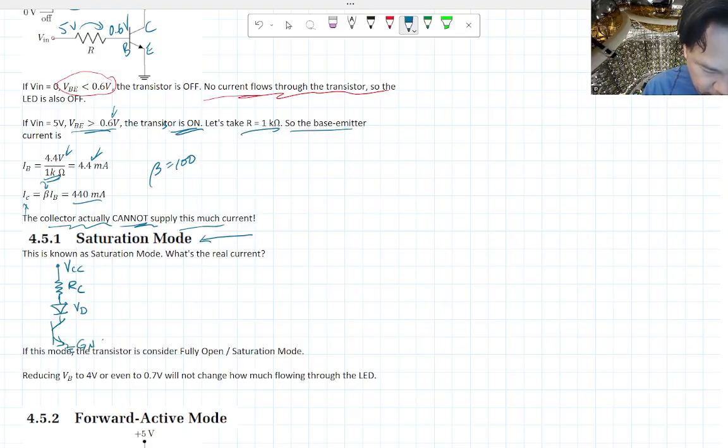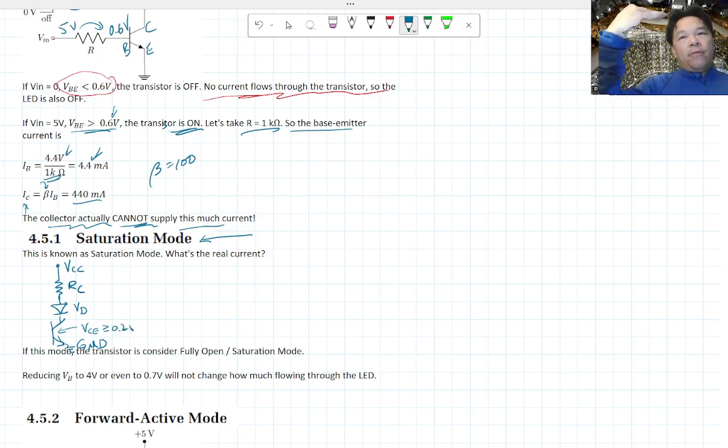So ground is here. There's one more thing we're going to note: the voltage between the collector and the emitter has to be bigger than 0.2 volts. This is just so that you're driving current from the collector to the emitter, otherwise no current flows through.